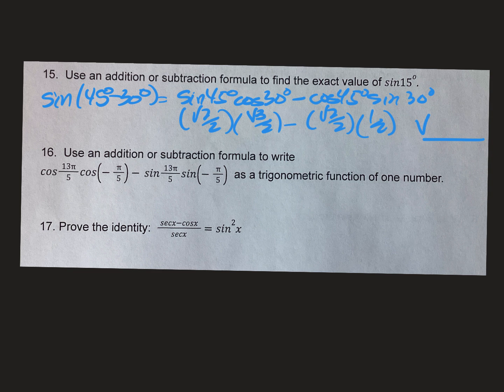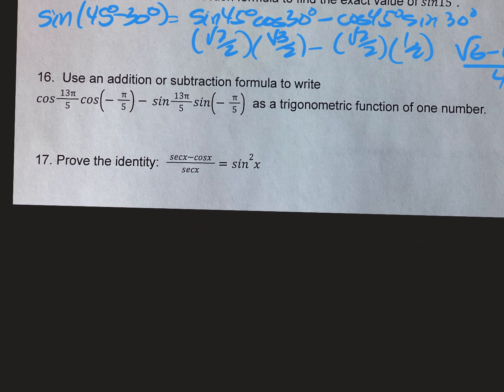So I get this as my final answer. If I multiply the first two, I get square root of 6. The second two, I get square root of 2. Both denominators are 4, so I'm just going to make it one fraction and put 4. Got it. 16. Got 2 more.